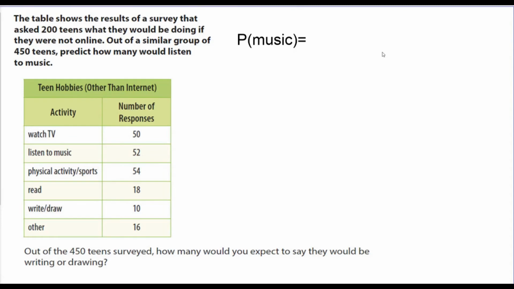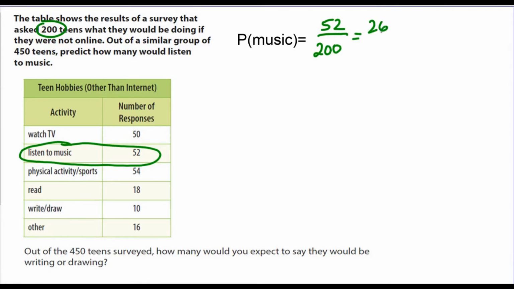So looking at the outcomes, what was the probability, or the experimental probability, of them listening to music if they were not online? So looking at the table, we see listening to music. 52 out of 200 teens said they would be listening to music. So our experimental probability, or our observed probability, is 52 out of 200, which is 26 out of 100, or 13 out of 50, or 26%. We would then expect that about 26% of teens, based on our observations, would be listening to music.